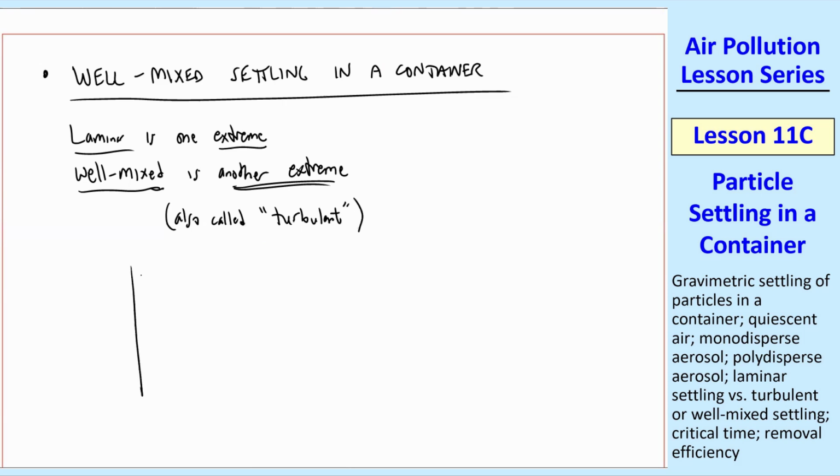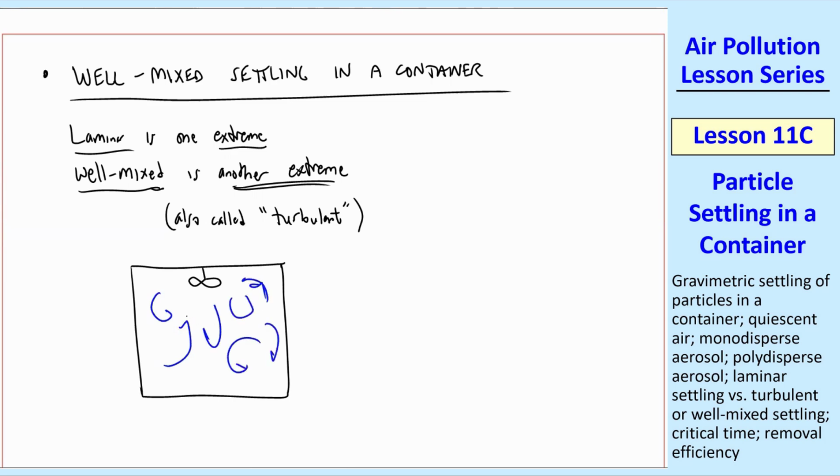So well-mixed, as we talked about with flux chambers, means that we imagine having a ceiling fan in this container or room, which is constantly stirring up the air. So the air is certainly turbulent, but it's also well-mixed, meaning that particles will travel with these eddies and move up and down all over the place.